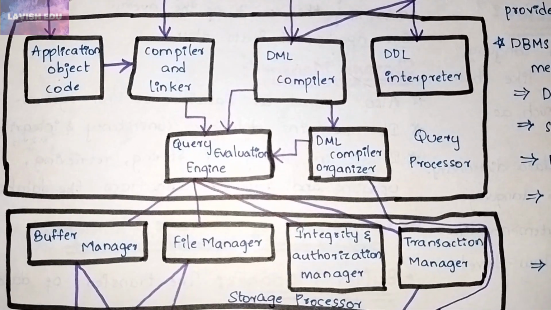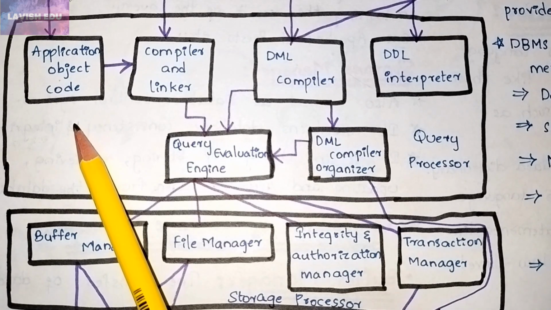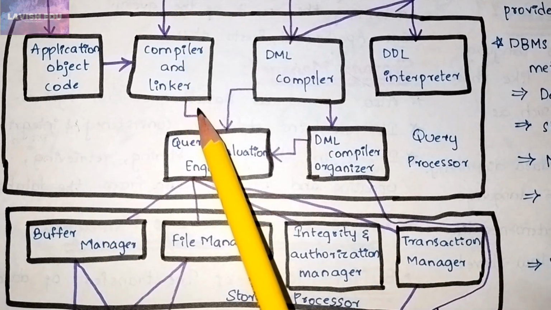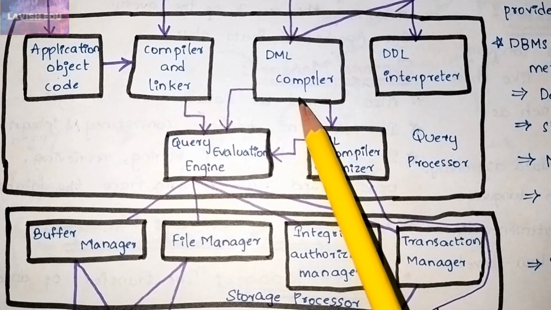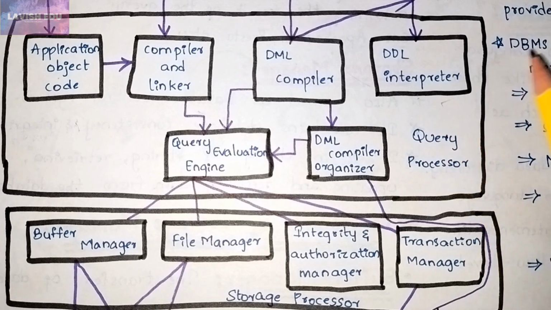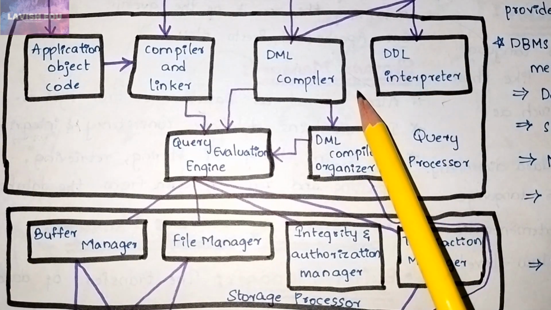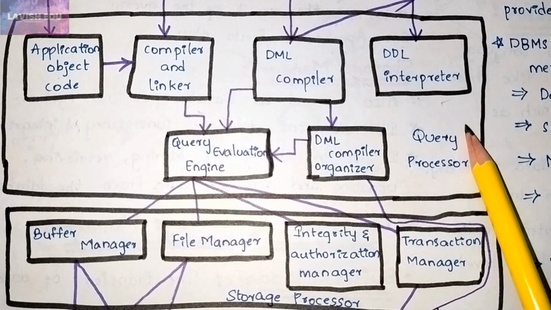Okay, here the application interface is connected to the object-oriented core, and the application program is connected to the compiler and linker. DML tools are connected to the DML compiler. DDL queries are connected to the DDL interpreter. What are all these terms? We will see next in depth with the query processor.